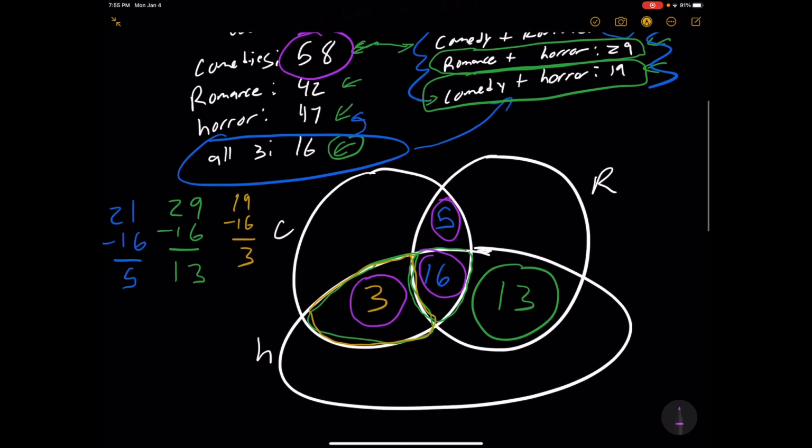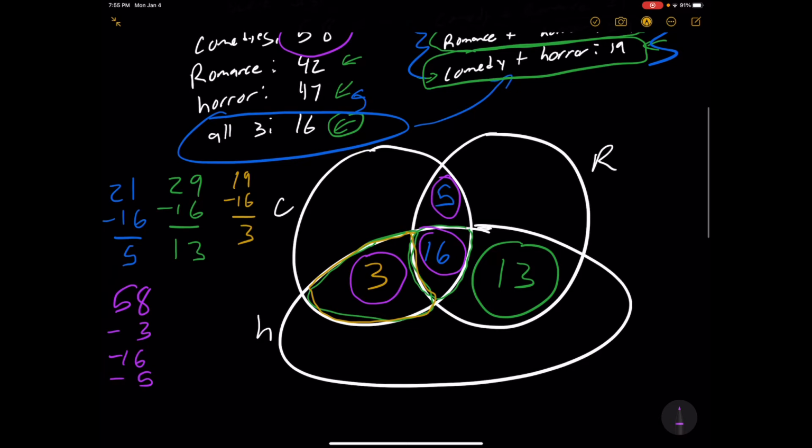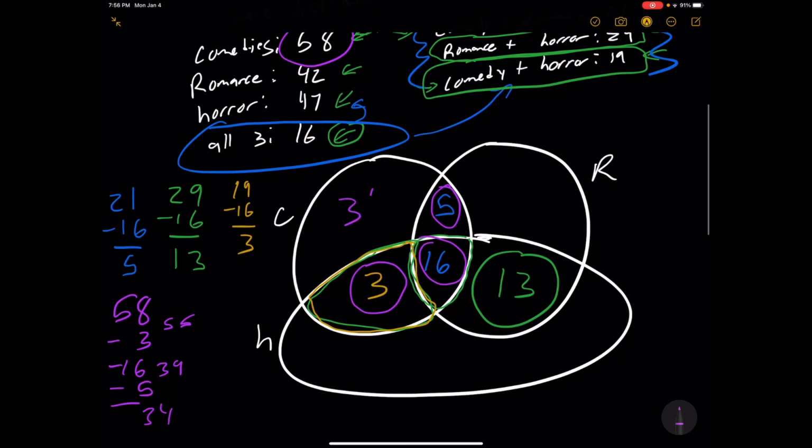So we're going to have to take our 58 and subtract off 3, subtract off 16, and subtract off 5. And when we do so, we get 58 minus 3 is 55. 55 minus 16 is 39. 39 minus 5 is 34. So in the comedy spot, I'm going to be left with 34 total.